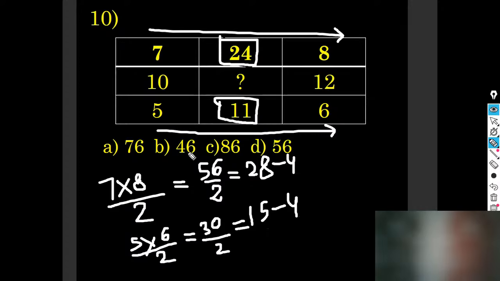So in the same way, what can be the answer for that question mark? Multiply first and third, divide it by 2, and subtract 4. That will be the answer. If anyone got the answer, just comment it in the comment box. Multiply first and third, divide it by 2, subtract 4 from it. That will give us the final answer.